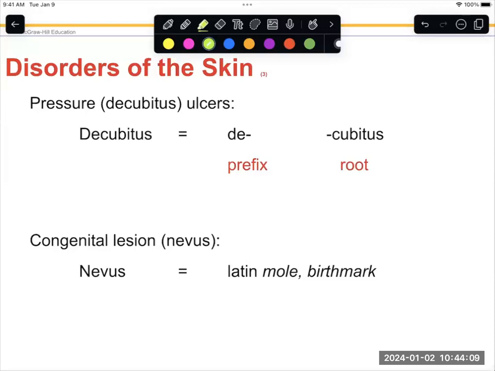A congenital lesion or nevus, it's a birthmark. It's an abnormal pigmentation or proliferation of blood vessels, like a port wine stain on the back of the neck. It usually resolves in the first few years of life. Or there are blue-gray benign flat Mongolian spots on the lower back. Those blue-gray benign flat Mongolian spots on the low back, you'll see that more in Asian populations.